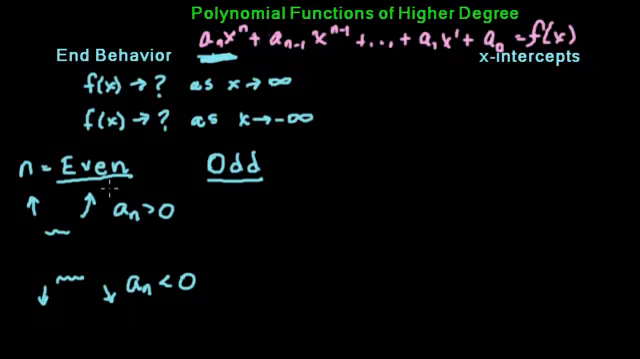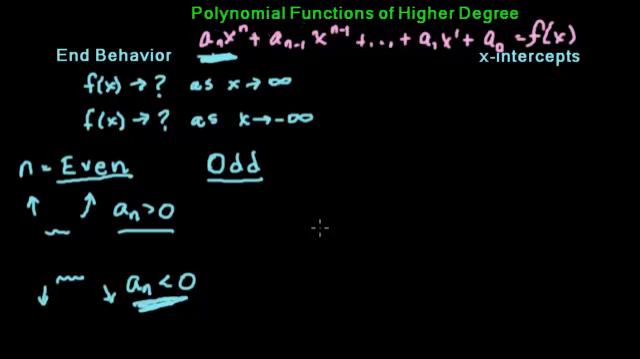So just looking at this once again, if I have an even function and my leading coefficient is positive, the end behavior is that we have both the left and the right side going up to positive infinity. If the leading coefficient is negative, I have both the left and the right side going down towards negative infinity.